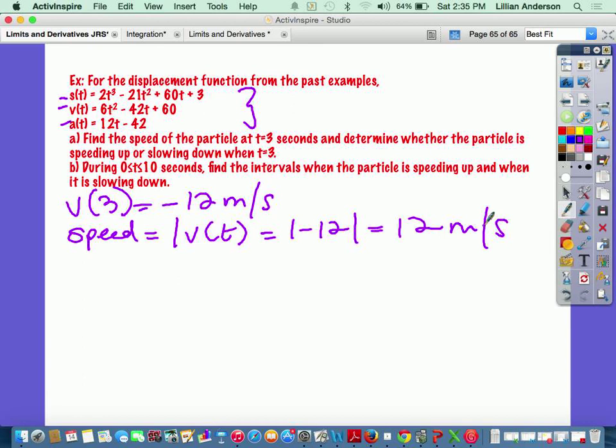Our acceleration at 3 seconds, you have to find this out too, was what we found earlier, which was negative 6 meters per second.